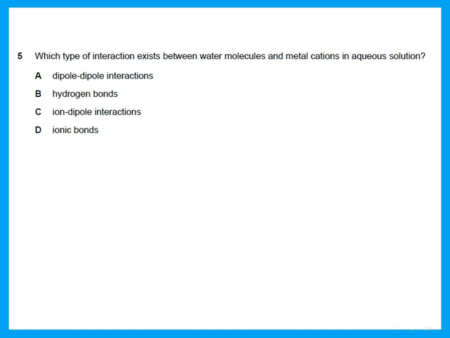Okay, which type of interaction exists between water molecules and metal cations in an aqueous solution? Well, you should know that water, first of all, is polar. So it has dipole-dipole interactions as a water molecule. It has a negative end at the oxygen and a positive end at the hydrogen, since oxygen is more electronegative than hydrogen. So it can form hydrogen bonds with other molecules that have slightly negative and slightly positive ends.